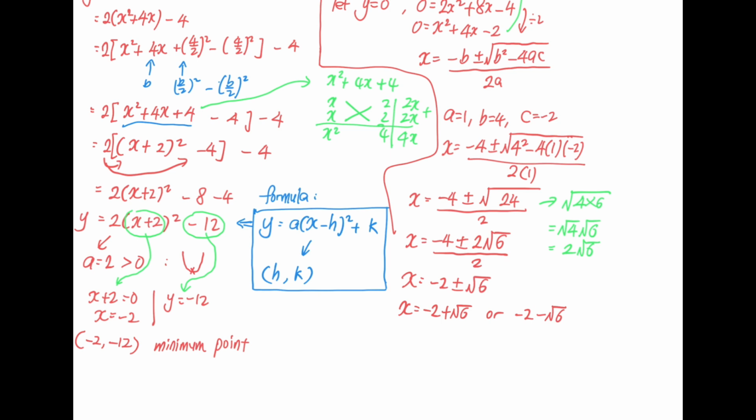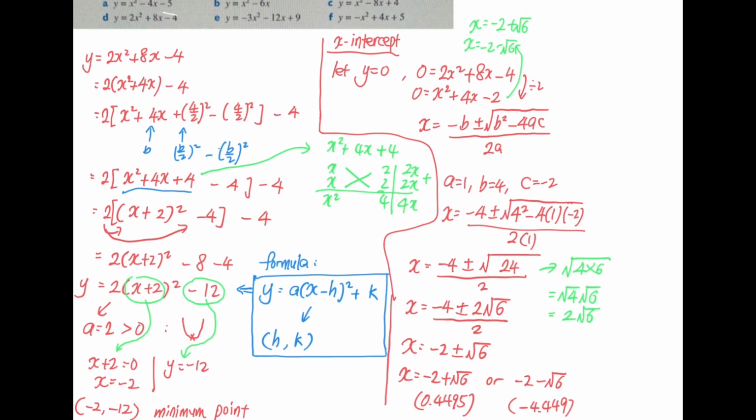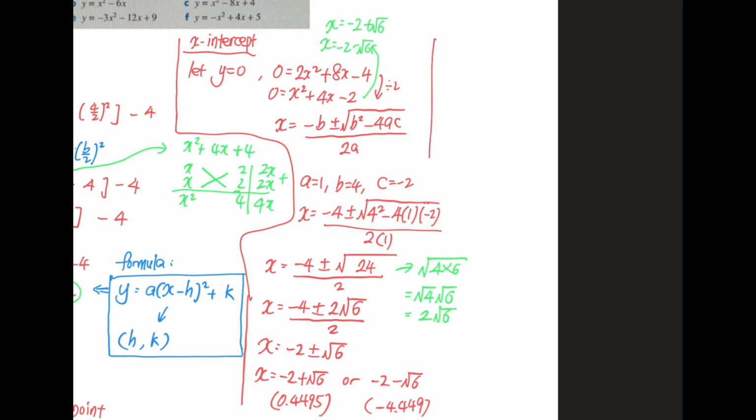Of course we can just press the calculator to check the value. So it is actually 0.4495. This one is negative 4.449. Okay, so these are the x-intercepts. Now we continue with the y-intercept.